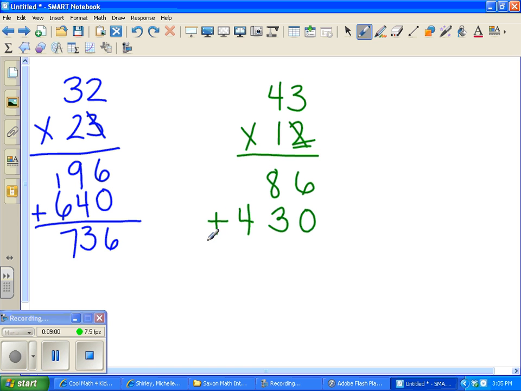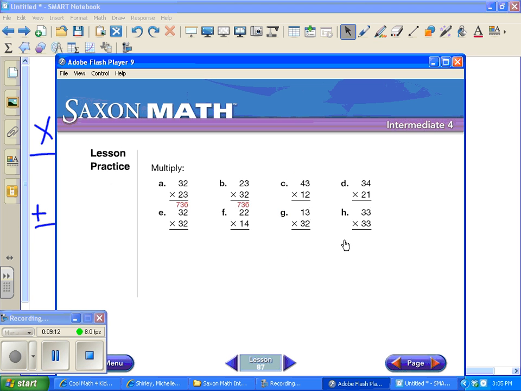Now what do I do with these rows? I add them up. 6 plus 0 is 6. 8 plus 3 is 11. And 4 and 1 is 5. So final answer on this one, 516.